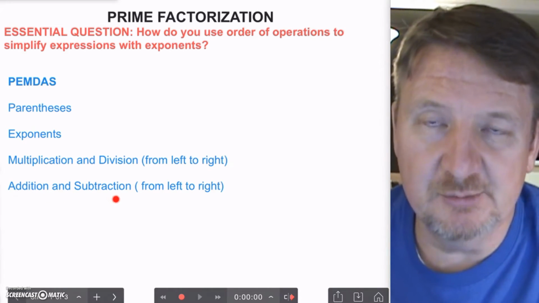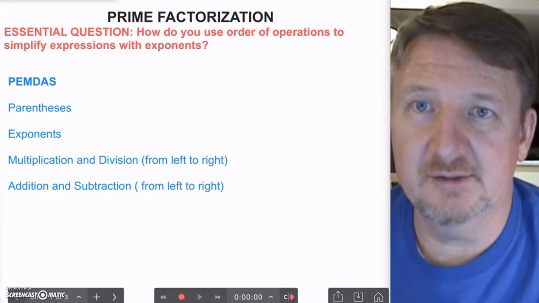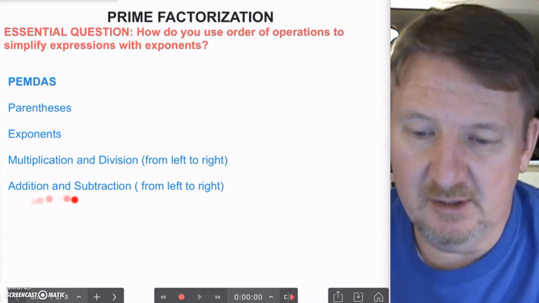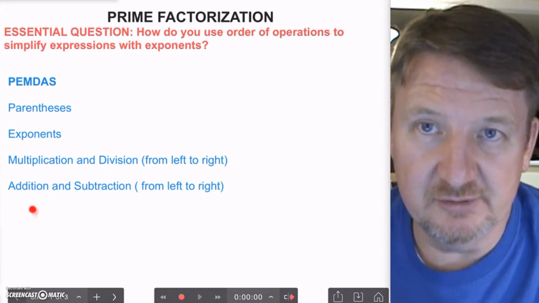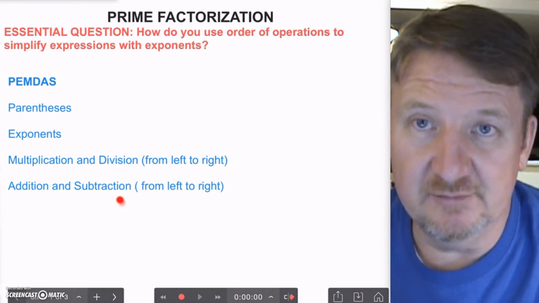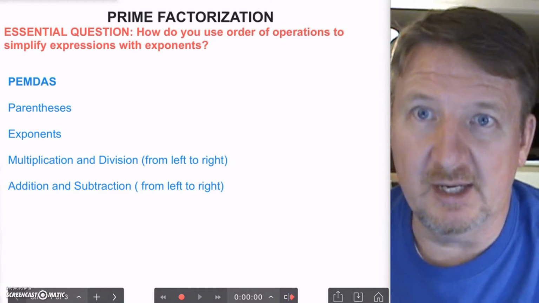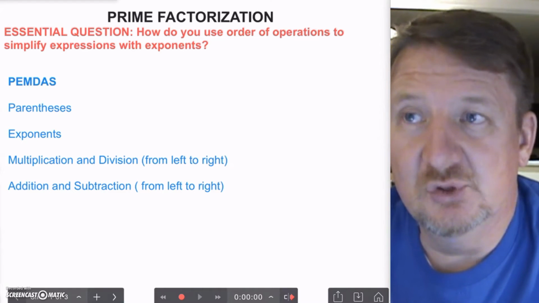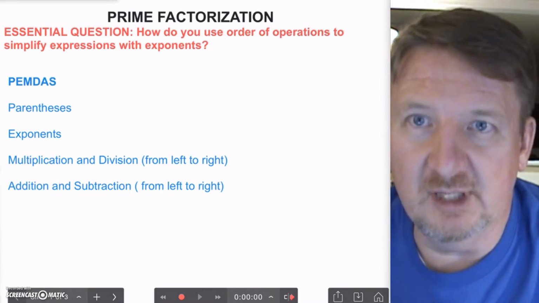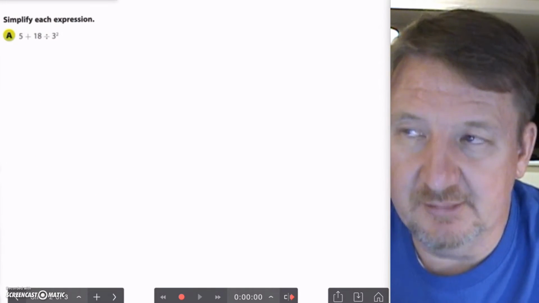Same thing with addition and subtraction. You do whichever one comes first, going from left to right. So if I have an addition problem here and a subtraction problem here, I do the addition first, then the subtraction. If I have subtraction first and addition second, then I do the subtraction first and the addition second. They're grouped together. You do them sort of in the same step, but you do them from left to right, like reading a page in a book. All right, so let's look at a couple examples here.